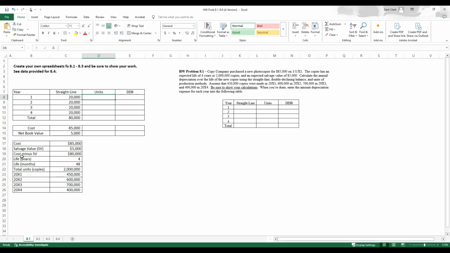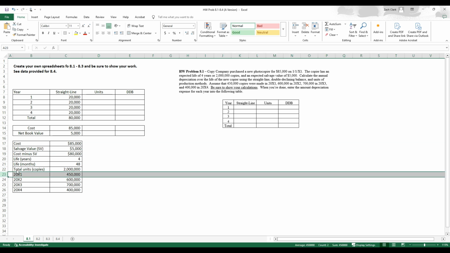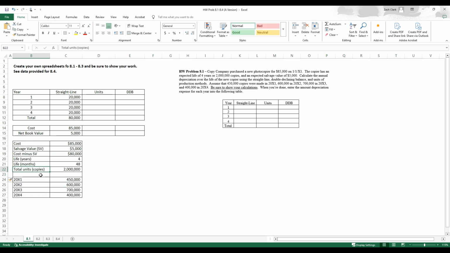Okay, and here's another thing that would be good for us to put in. Let's put in another space here, and let's say depreciation expense per unit. When we're doing units of activity, one good practice is to take our cost minus salvage value again, and instead of dividing that by years, we divide it by the total number of units. It gets kind of small here, but it's 0.04.